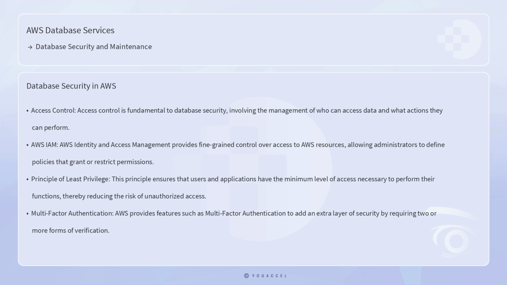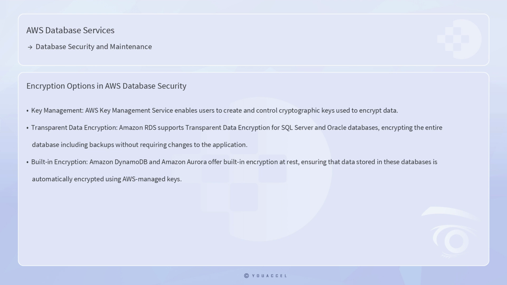Additionally, AWS provides features such as multi-factor authentication to add an extra layer of security by requiring 2 or more forms of verification. Encryption is another critical element of database security. AWS offers several encryption options to protect data at rest and in transit.